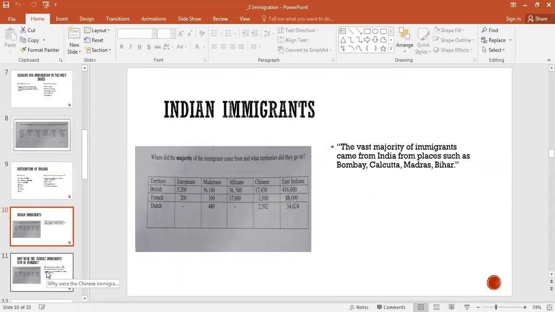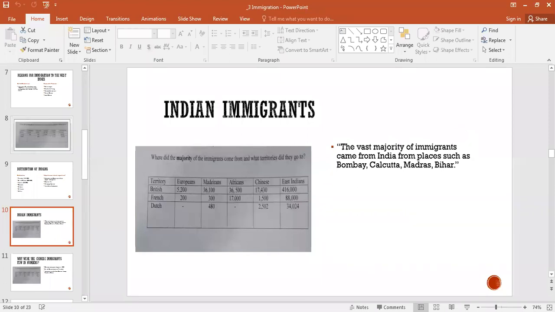So places in India that they came from include Bombay, Calcutta, Madras, and Bihar, right? So these are the different places. Please, ladies, look at these places because they usually ask you this in the paper 1. So note the different places in India where the immigrants came from. This is a paper 1 question.